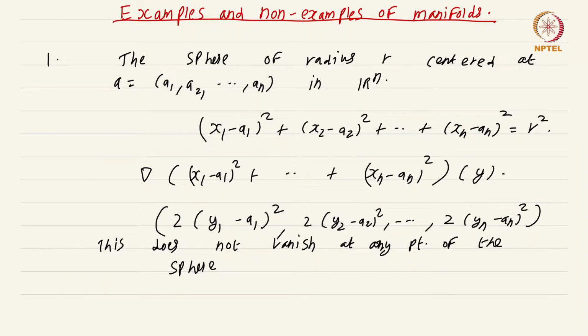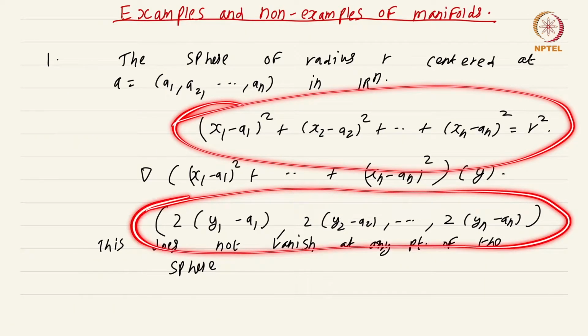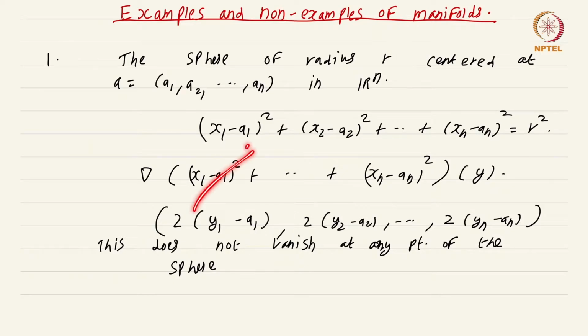So minor typo, I differentiated incorrectly. This is not squared, just the 2 will disappear when I differentiate. Okay, so it's very clear to see that the sphere of radius r centered at the point a1, a2 dot dot dot an in Rn is a manifold because at every point that satisfies this equation, we see that the gradient is going to be this, which clearly does not vanish at any point that satisfies this equation. So the sphere is a manifold. This is in fact a C infinity manifold.